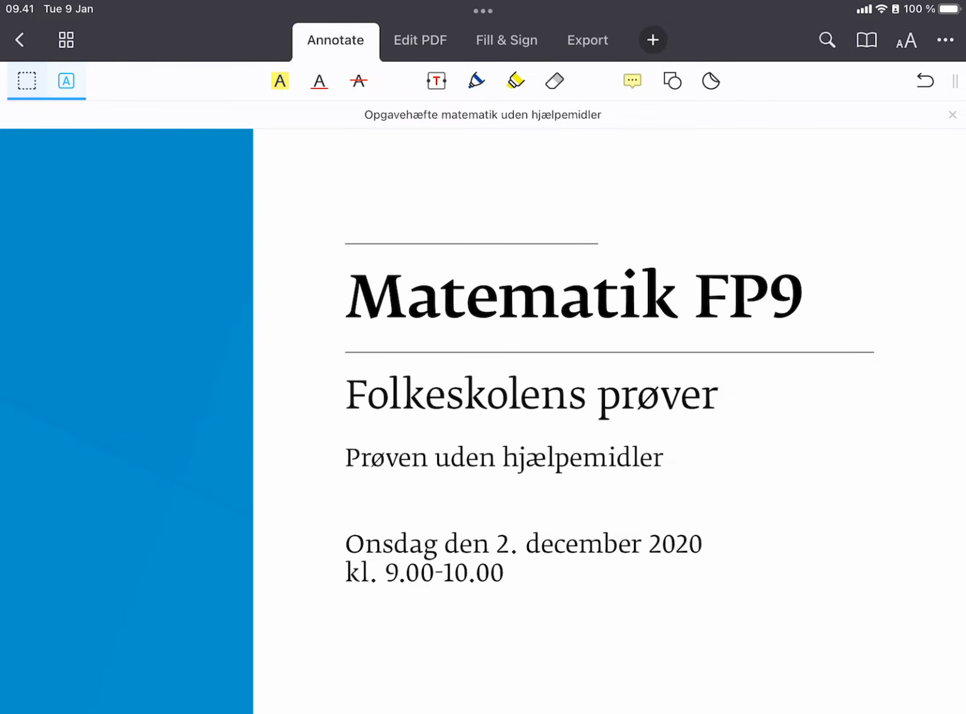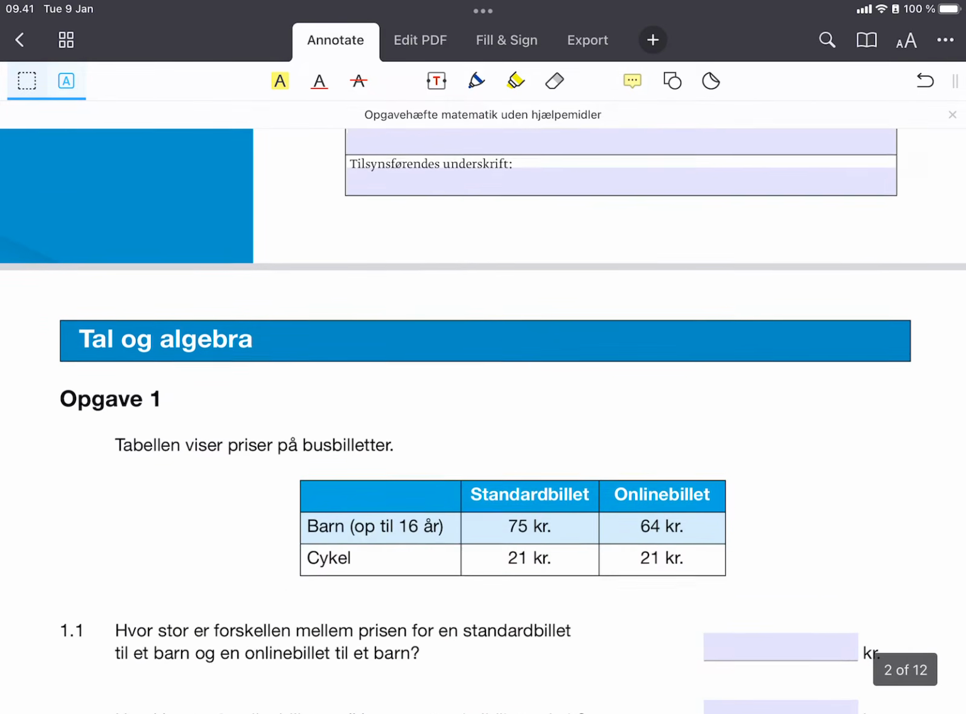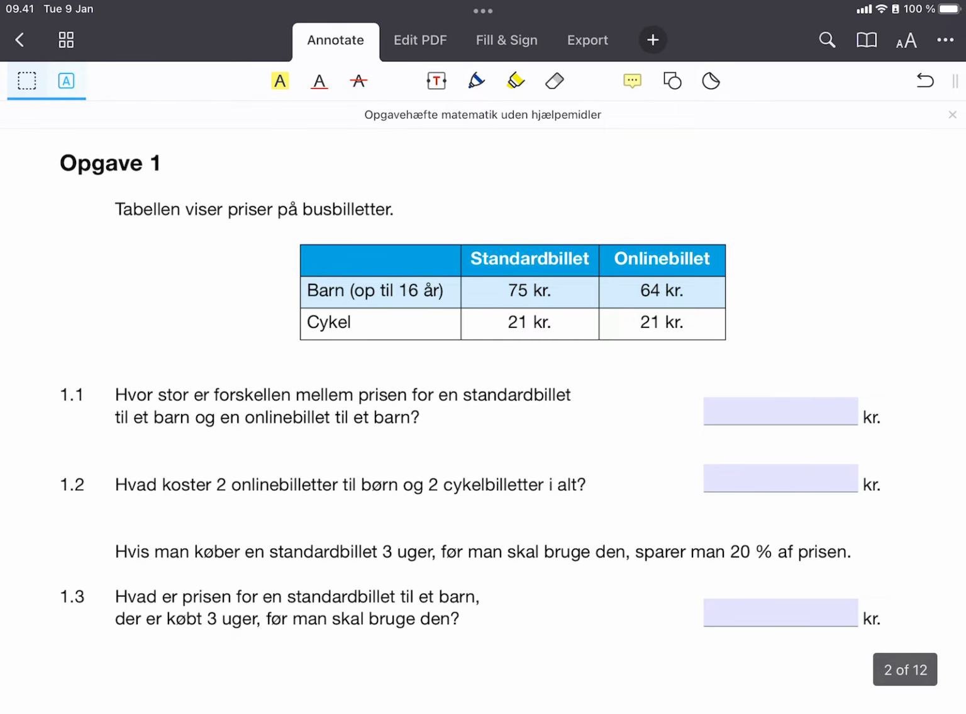Okay, so we're doing the 2020 Danish Folkeskolens afgangsprøve i Matematik. And we're doing the 1 hour paper. So the 1 hour maths paper consisting of around 50 usually short questions. And question 1 has a table.